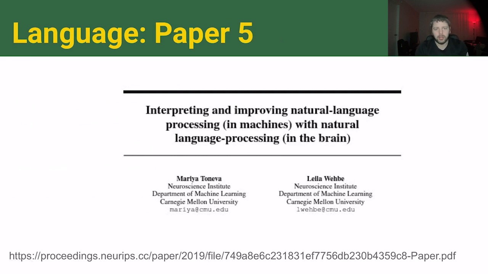The fifth paper on language discusses how we can actually make better NLP models using neurolinguistic insights. This paper proposes a change to BERT-based models based on the analysis of brain data, and finds that incorporating insights from language neuroscience into complex NLP models actually gives increased performance in some downstream NLP tasks.